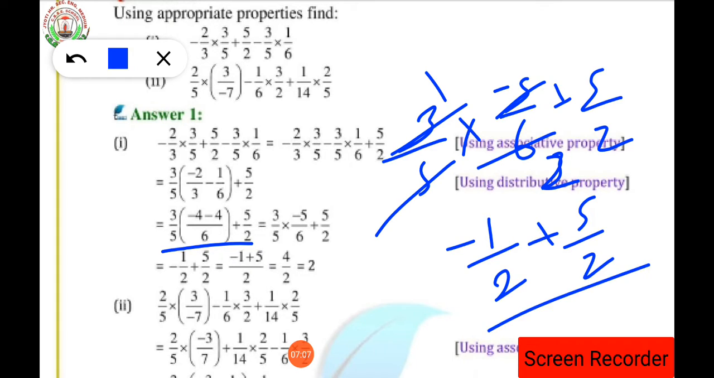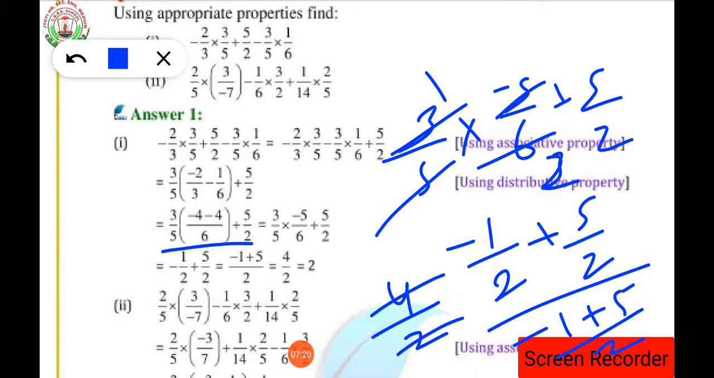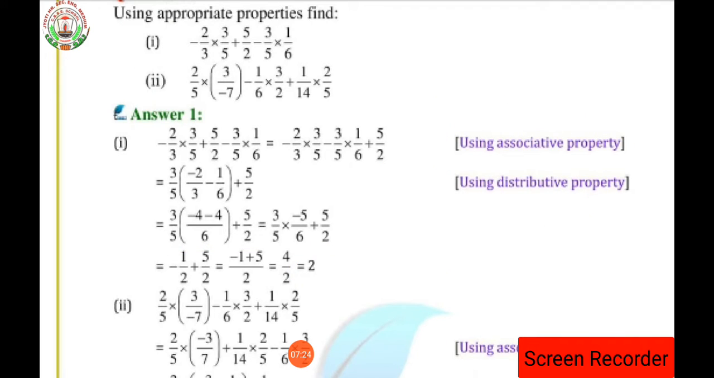Now since the denominator is the same, there is no need of taking the LCM, we can directly solve it. That is minus 1 plus 5 by 2, isn't it? So minus 1 plus 5 will be how much? It will be 4, so 4 by 2. It will be cancelled and we will get the answer as 2. So clear everyone up to here?